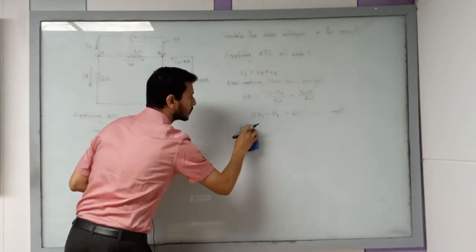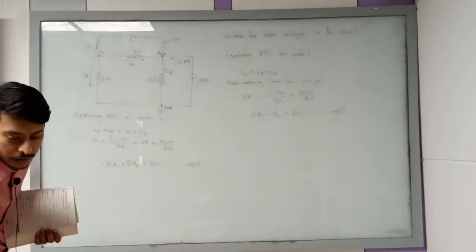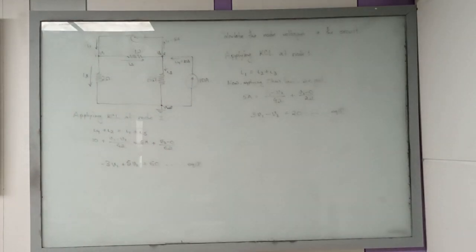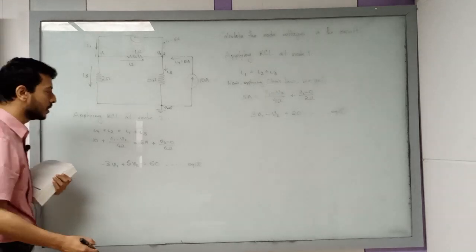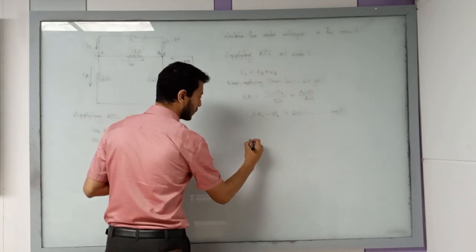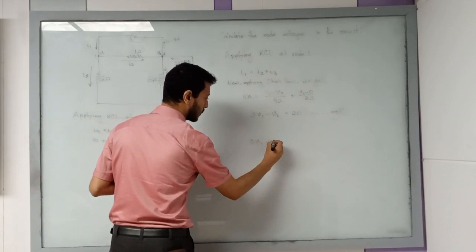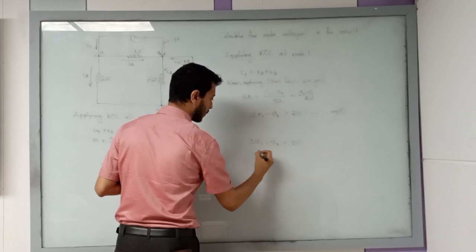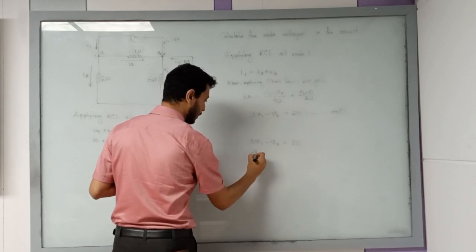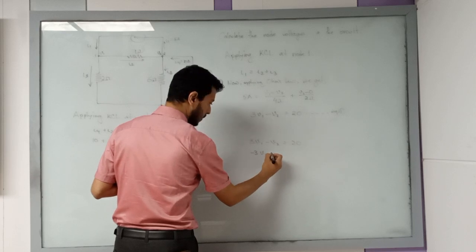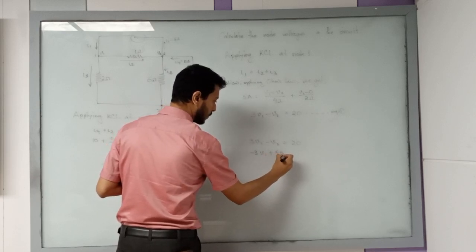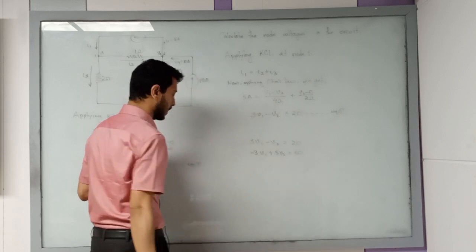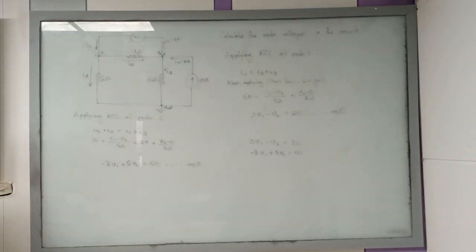তো এখন ক্রেমার্স রুল ইউজ করে আমি কিভাবে করব এটা? ক্রেমার্স রুল ইউজ করতে গেলে ইউ হ্যাভ টু অ্যারেঞ্জ দিস টু ইকুয়েশন ইন ম্যাট্রিক্স ফর্ম। সো হাউ উইল ইউ অ্যারেঞ্জ দেম ইন ম্যাট্রিক্স ফর্ম? Let me write the two equations side by side. 3v1 minus v2 is equal to 20, the other equation is minus 3v1 plus 5v2 is equal to 60. So these are the two equations, right?